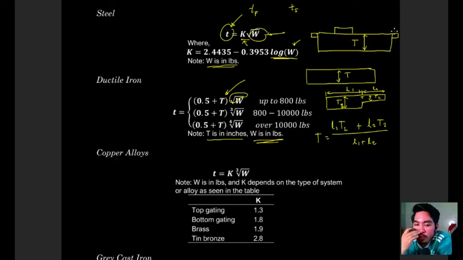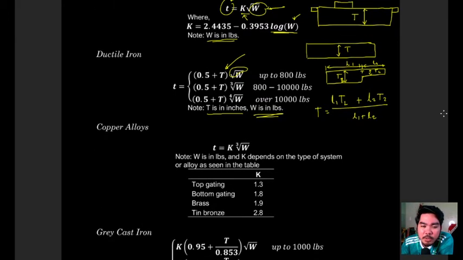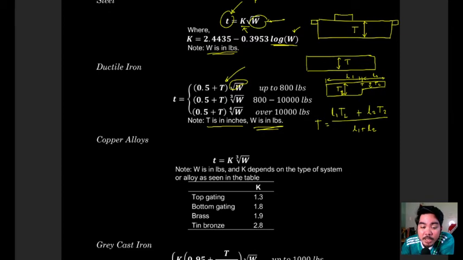Okay? So usually for this MetE177, we usually give the apparent thickness of the casting, unless we give an equation on how to solve the apparent thickness. But for the problems we gave in the worksheet, we already gave the apparent thickness of the casting.